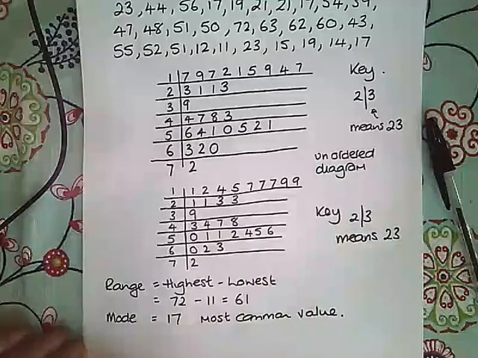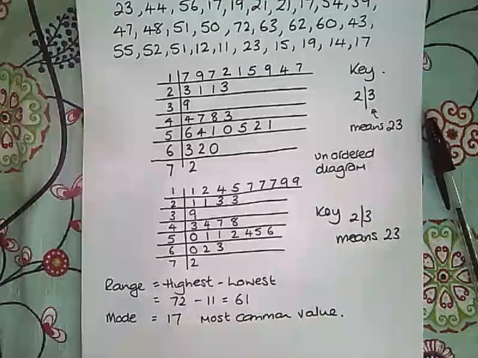We could work out the mean, but that would be easier from our original list. That's adding them all up and dividing by how many numbers there are. And we could work out the median, but I don't want you to work out the median for the minute.